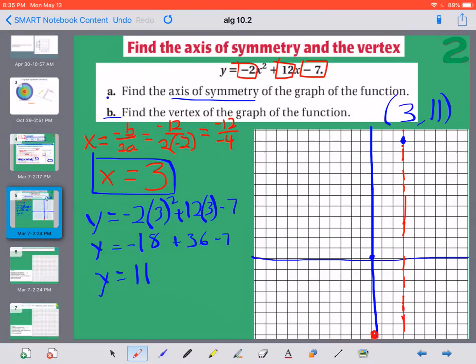So I'm going to draw half of my parabola down to that y-intercept. And I'm going to make it as close as I can possible to the other side, because that is my axis of symmetry.